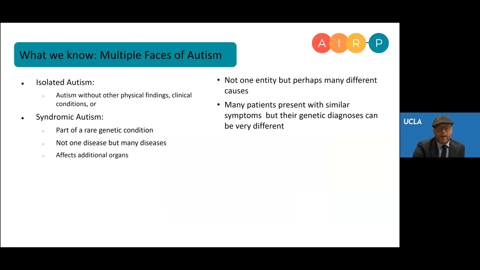Now, we know, however, that autism comes in multiple instances. We have cases in which the clinical phenotype is associated primarily with other symptoms that affect multiple organs, versus the type of autism that presents isolated without any other major clinical concerns. And when we discuss the more complex forms of autism, some term syndromic, not one entity is likely the cause. It probably represents many different causes, and many patients present with similar symptoms, but their genetic diagnosis can also be very different.